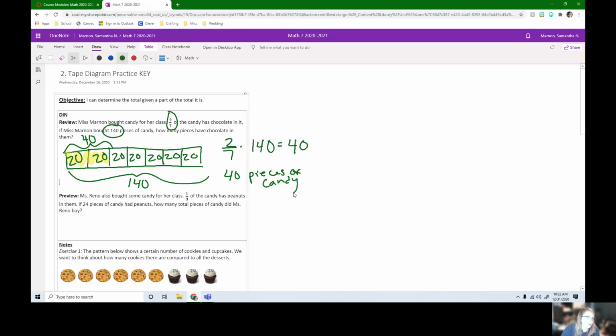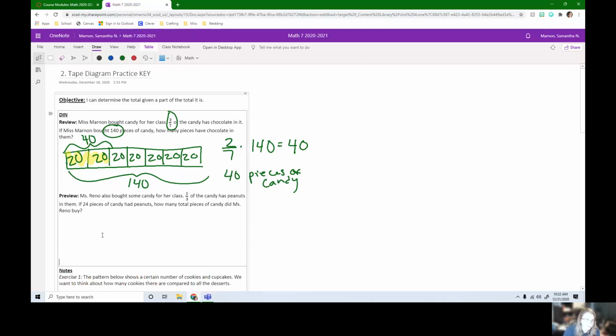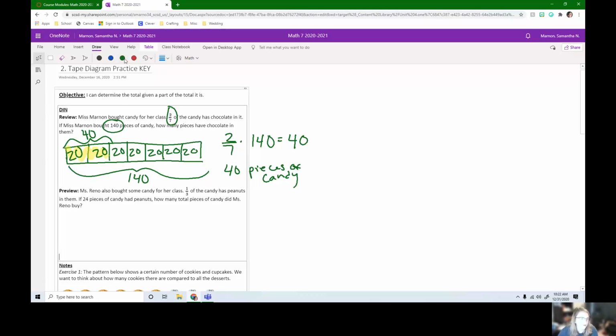The preview question is going to be similar, but this time it's Miss Reno. So Miss Reno also bought some candy for her class. 1/3 of the candy has peanuts in them. If 24 pieces of candy had peanuts, how many total pieces of candy did Miss Reno buy? So this one is asking how many total pieces. This is getting back to that objective. So this is just a preview question. So pause the video and try it.